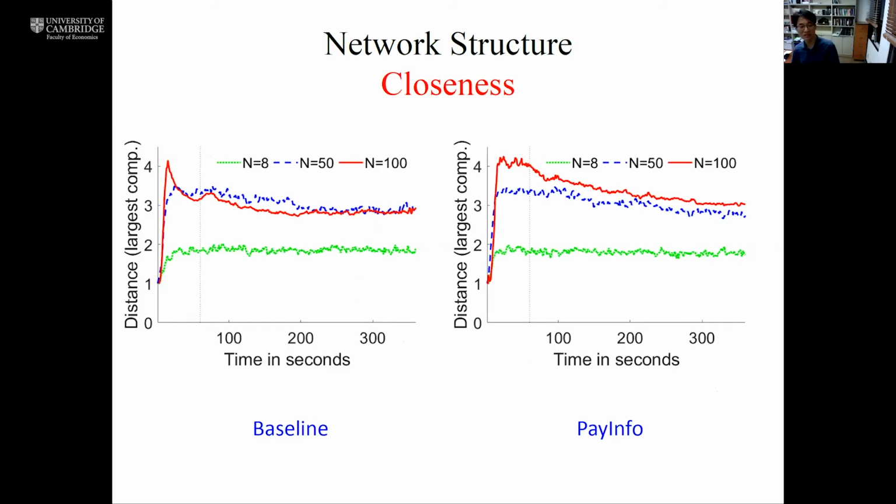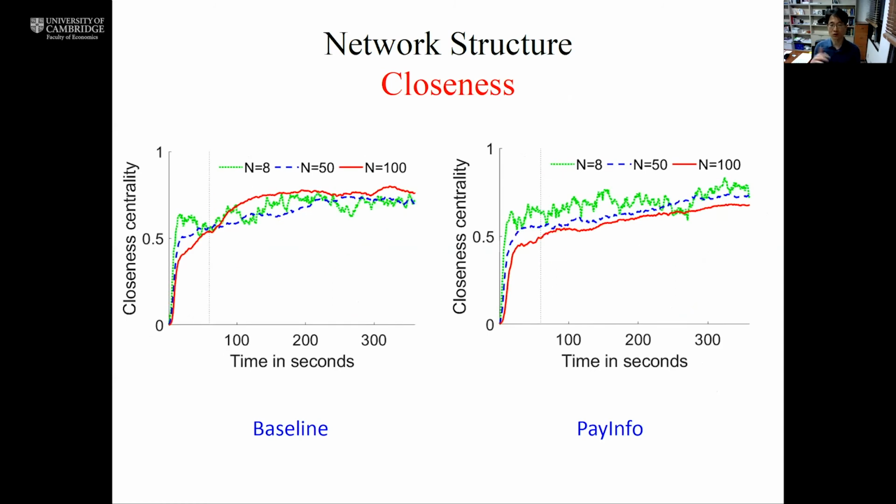About the closeness, the average distance is again small, either 2 or 3, in both baseline and payoff information. Closeness centrality is again growing, and toward the end of the game, it is between 0.7 and 0.8.